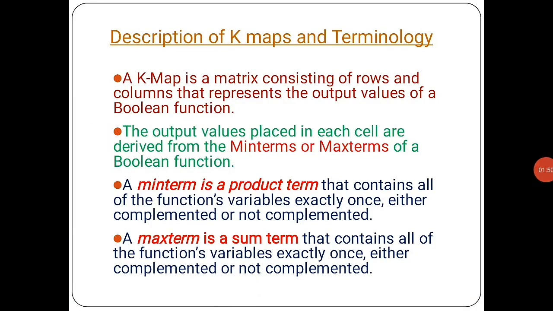The K-map is a graphical representation, a matrix consisting of rows and columns that represents the output values of Boolean functions. The value placed in each cell is derived from the min terms or max terms of the Boolean expression. What is meant by min term and max term? A min term is a product term that contains all the variables exactly once, and a max term is a sum term that contains all the variables exactly once, either complemented or not complemented.